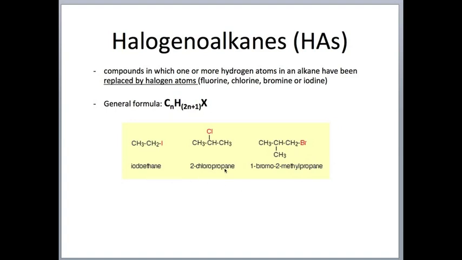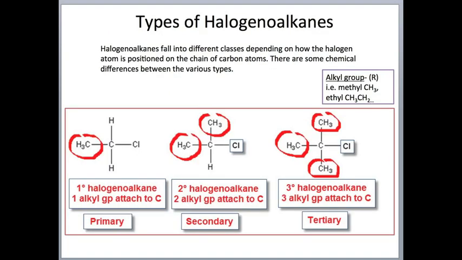Iodoethane, 2-chloropropane, and 1-bromo-2-methylpropane. So let's look at the different types of halogenoalkanes, and the type depends on how the halogen atom is positioned on the chain of carbon atoms. And this is important because there are some chemical differences between the various types.